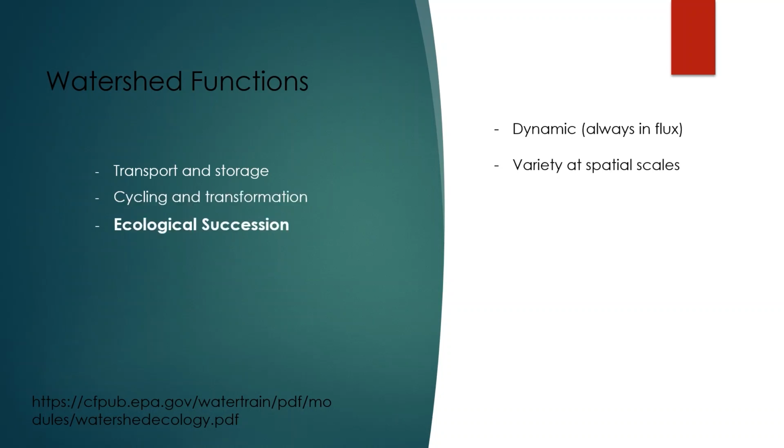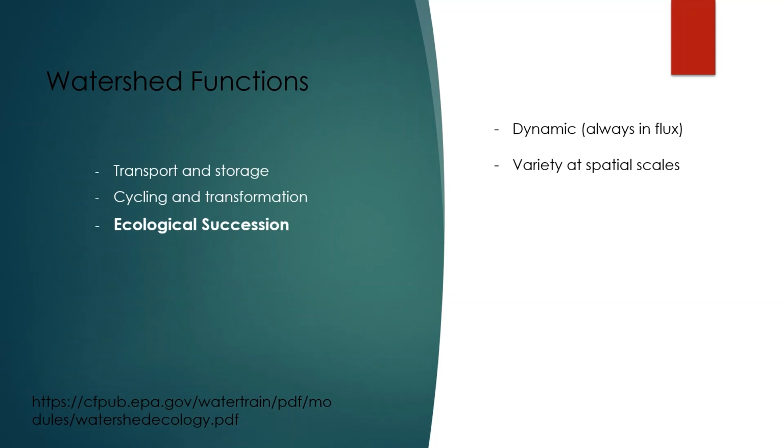The last watershed function, or at least the last one that we'll talk about in the simplified version, is that a watershed is really dynamic. It's always in flux. It's always changing. There's really no steady state watershed. Any of our attempts to keep a watershed from changing, it's usually a kind of an expensive proposition. So we're learning to live with the watershed, maybe taking a more ecological approach.